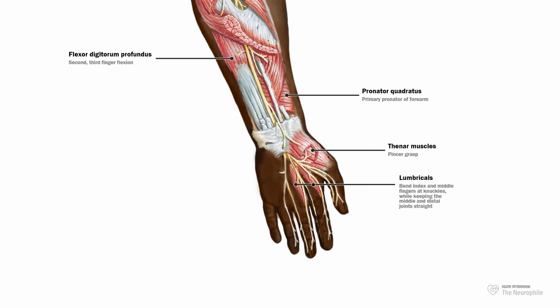Just like the ulnar nerve, the median nerve also innervates the lumbricals. Except, the median nerve is in charge of bending the index and middle fingers at the knuckles, while the ulnar nerve accomplishes this function in the ring and pinky fingers.